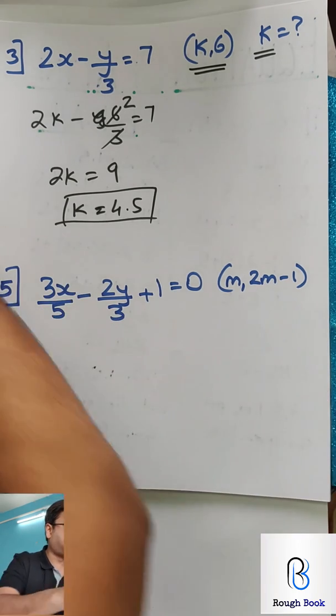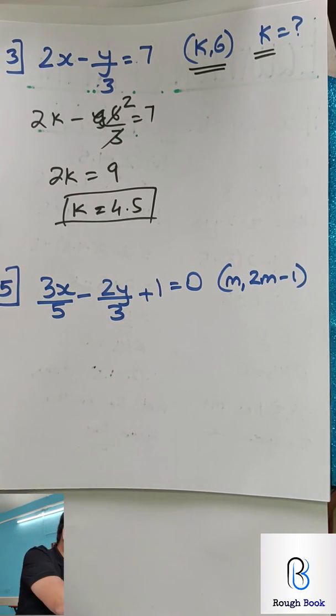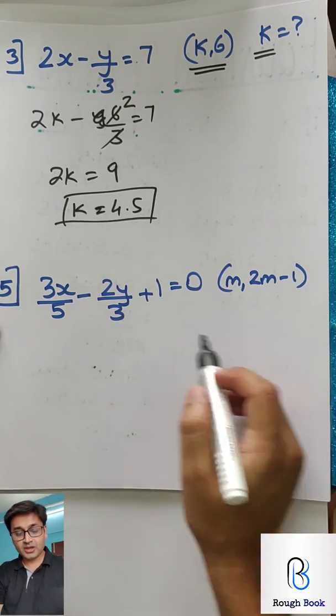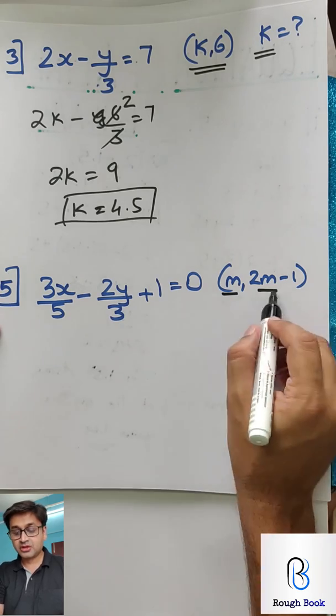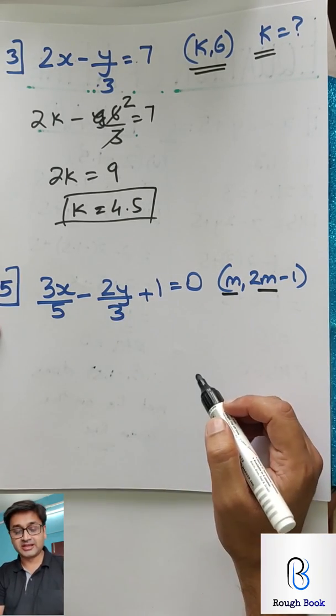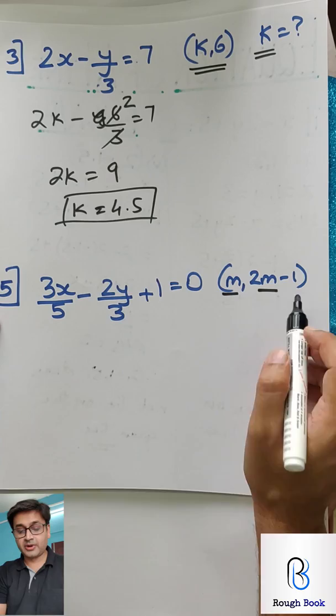14a, sum number 3, 4.5 is perfect. Good job, guys. Let's go with the next one. Likewise, in this question both the variables are the same. So find the value of m. Substitute x as m, y as 2m minus 1.